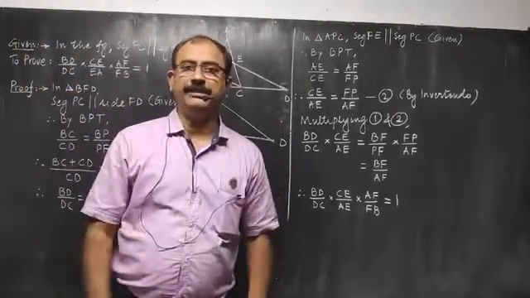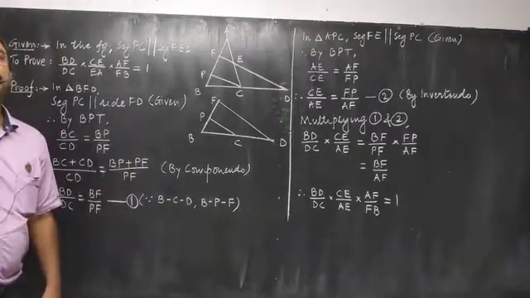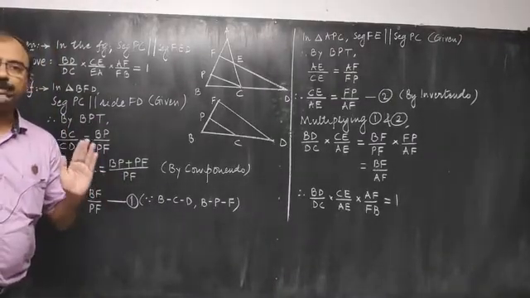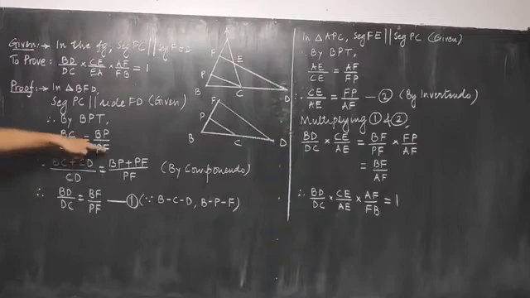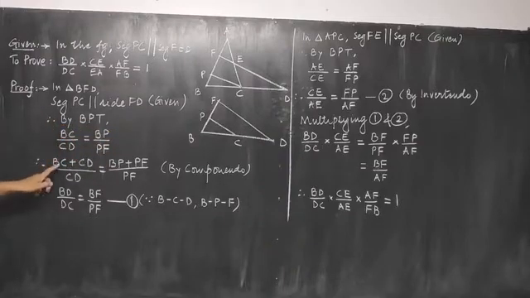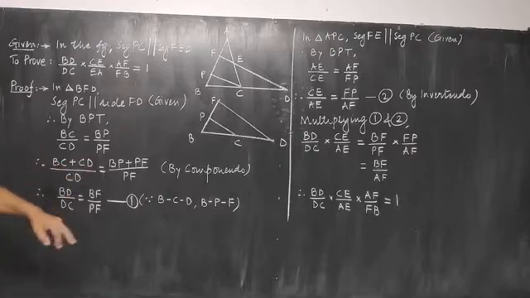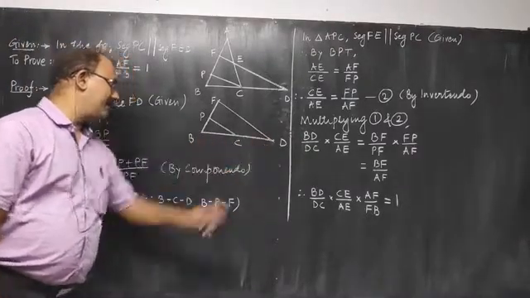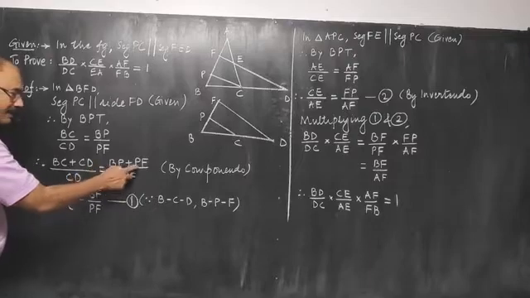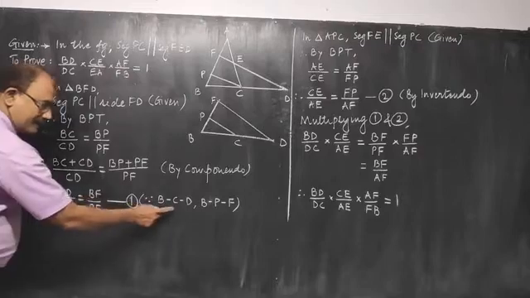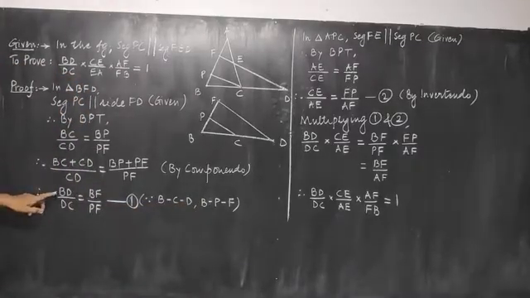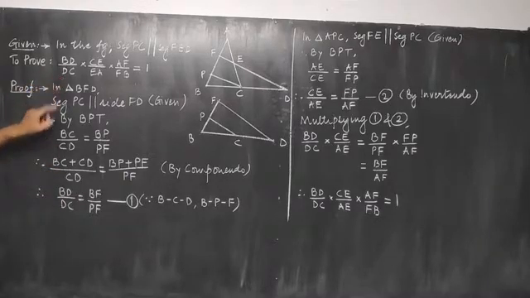That means we have to use componendo. Now this decision making you can get only by continuous practice of problems. So we have added CD to the numerator. On the right hand side also we have to add PF to the numerator, which we did. BC plus CD is equal to BD, and in the same way on the right hand side, BP plus PF will give you BF, for which we have given the reason as betweenness. That means the first ratio in the required result we have obtained.